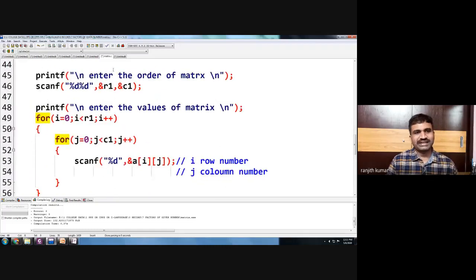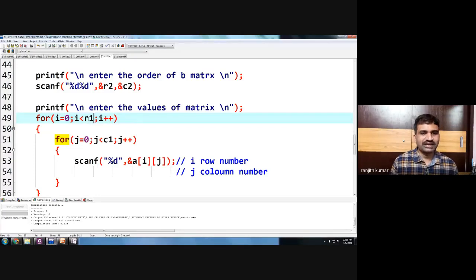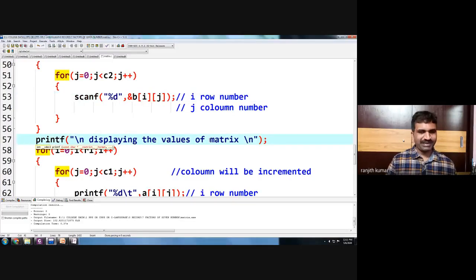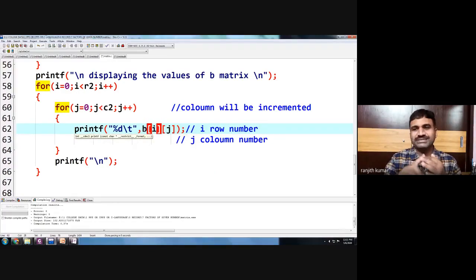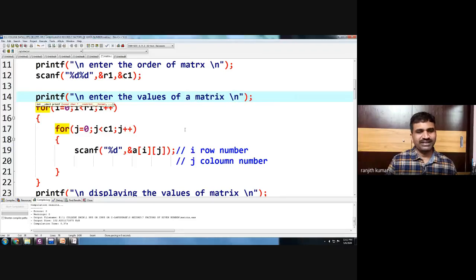So please observe here. First, we have accepted the order of the first matrix. Now the order of matrix B you want to accept, where R2 will accept the number of rows in the second matrix and C2 will accept the number of columns in the second matrix. Similarly, when we accept, all the R1 and C1 is replaced with R2 and C2. Whereas instead of ampersand A of ij, we will write ampersand B of ij. Remaining everything will be the same. So we are displaying the values of the B matrix, where the same thing we change here: R2, C2, and B. Once we learn how to create, accept, and display one matrix, we can easily write and display the remaining matrices. So this is about first matrix accept and display, and second matrix accept and display. Now let us see the output.